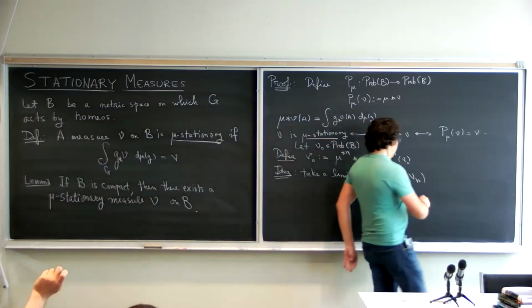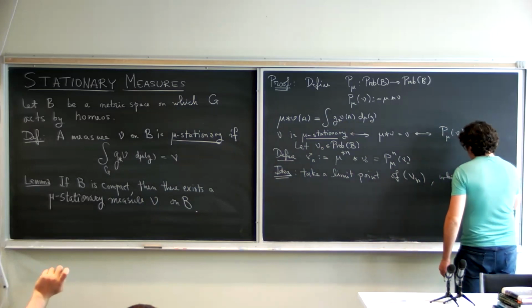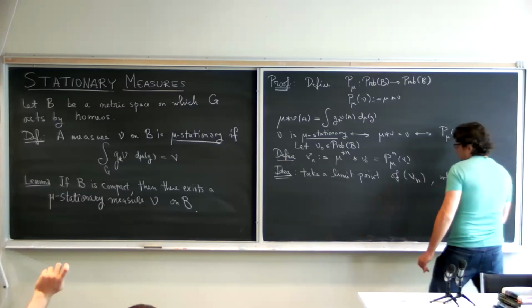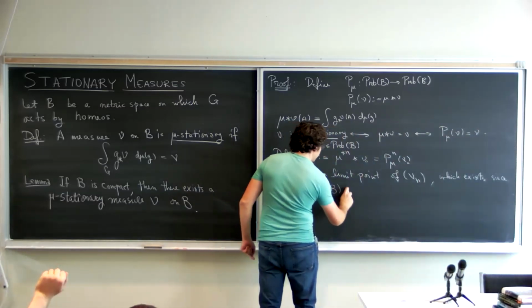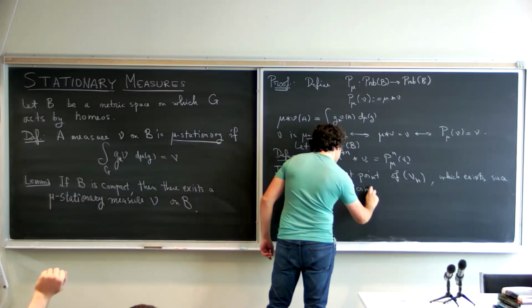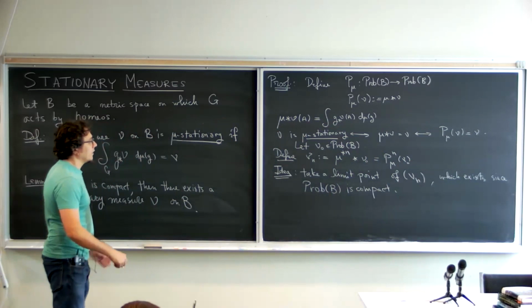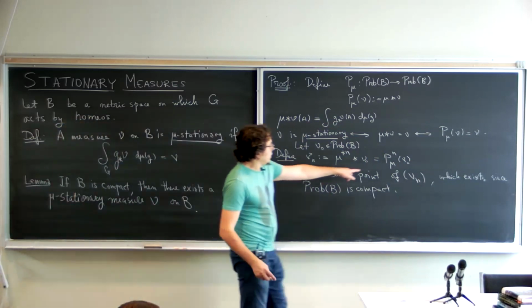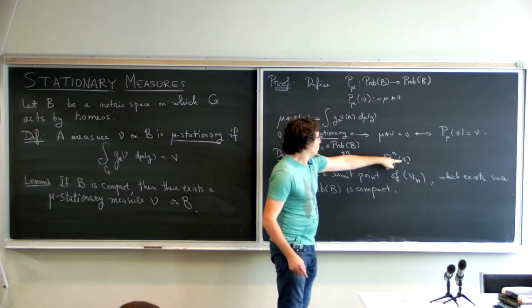Which exists since the space of probability measures on B is compact when B is compact. Yeah? What's the last thing you wrote? It's P mu, the nth power of the operator.